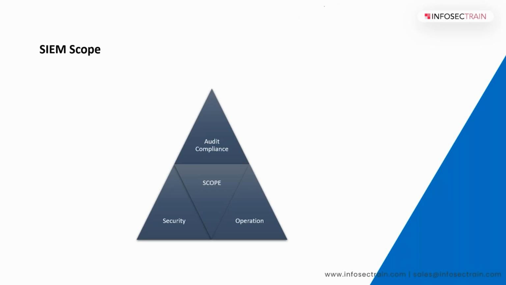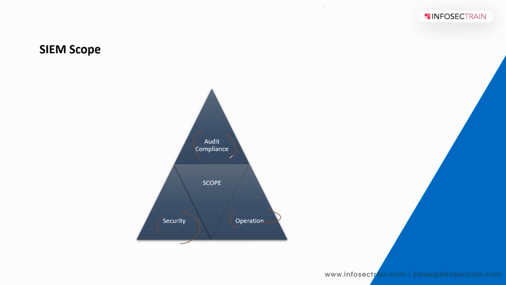The scope is derived from the reasons behind the implementation of a SIEM. So what are organizations going to do? They are going to have a check on security. They are going to check for operation and for audit compliance. These are the major drivers for SIEM implementation.